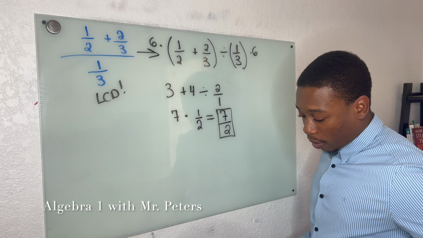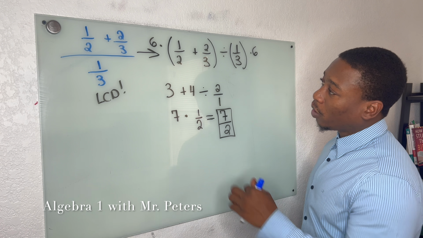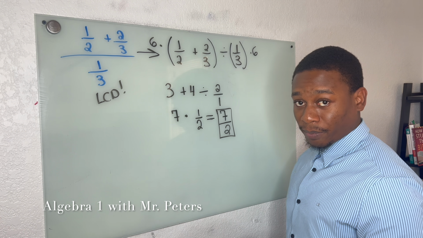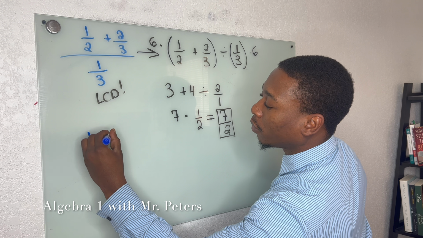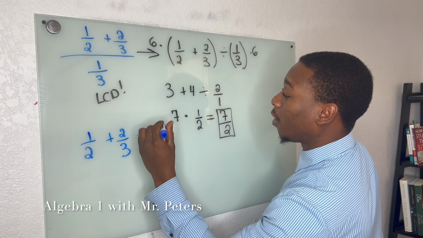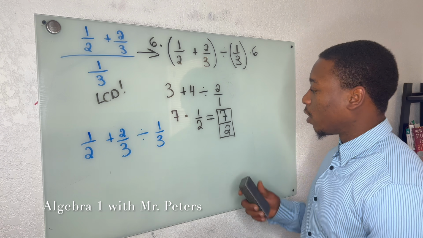But let's say that you didn't solve it like this. What is another way that we could solve this problem? So I'm going to show you guys. So let's just say we went and got the same common denominator, right? So we're looking at 1/2 plus 2/3, and we're dividing that by 1/3. And let's make sure we erase so we have some space.